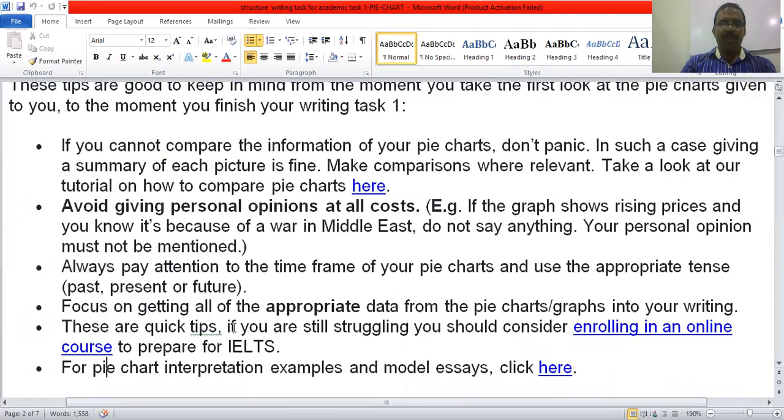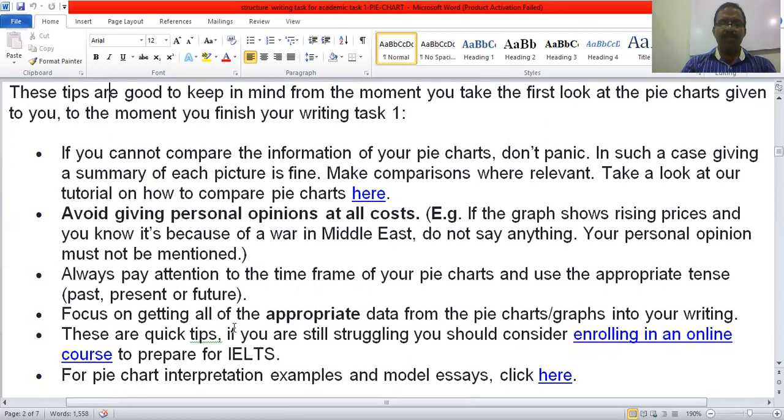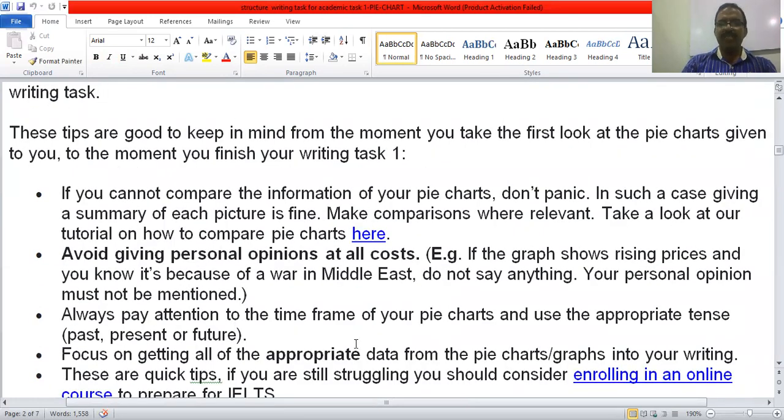If you cannot compare the information of your pie chart, don't panic. In such a case, giving a summary of each picture is fine. If you are unable to compare all the things, you can give the summary of the whole. So that will show the information.